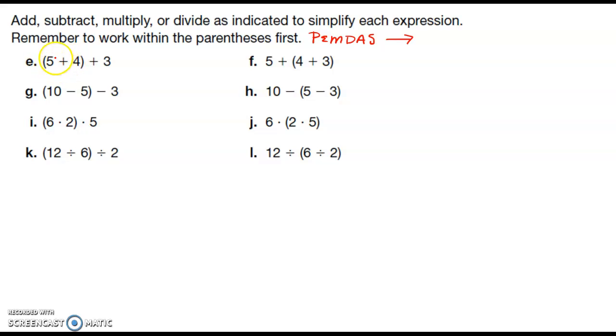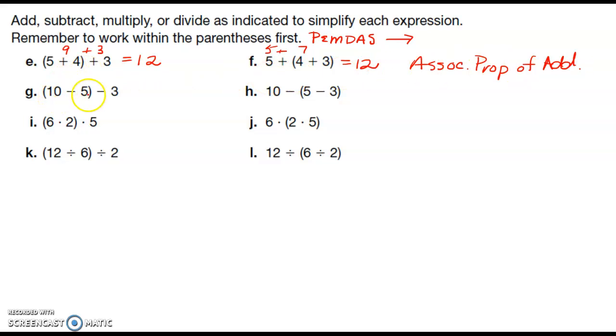We have some parentheses. So 5 plus 4 is 9, plus 3 is 12. Here we have parentheses as well. I have 5 plus, and let's do our parentheses, 4 plus 3 is 7, so that equals 12. E and F are showing the associative property. And since we are adding, it would be of addition.